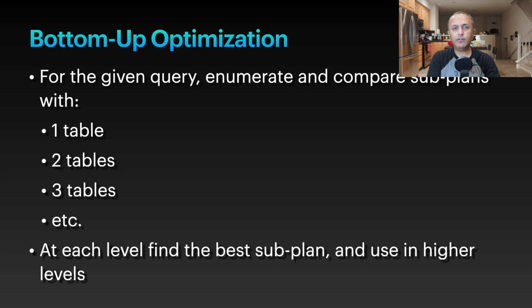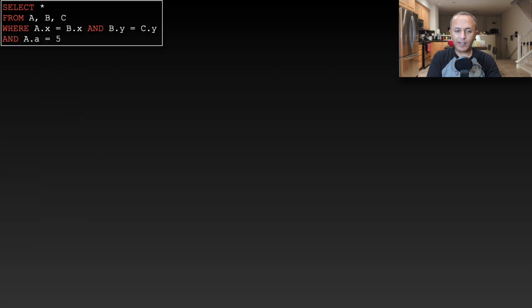At each level, we try to find the best plan that will give us that particular subset of tables, and then we use that in the higher level. So if we find the best plan that gives us table A, then we use that when we're trying to figure out what is the best plan to get A and B, for example, and so on and so forth. Let's see that in an example to understand better what I'm talking about.